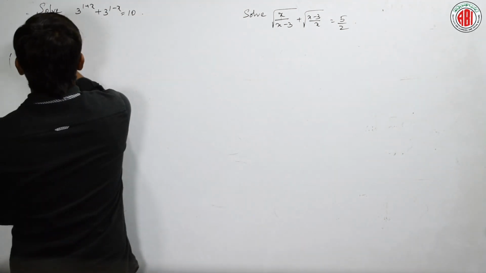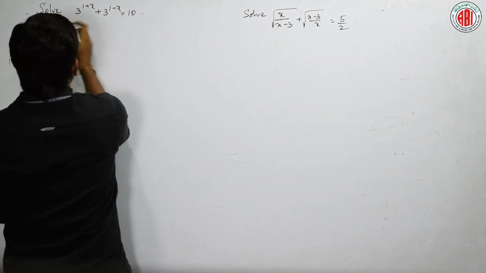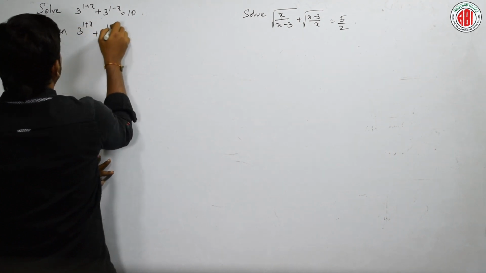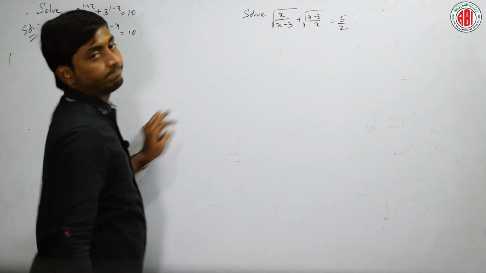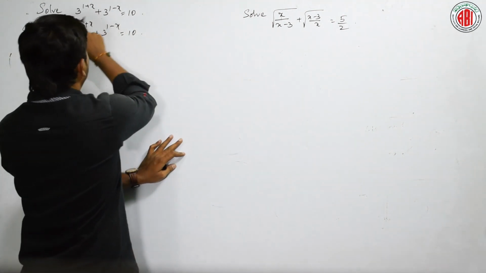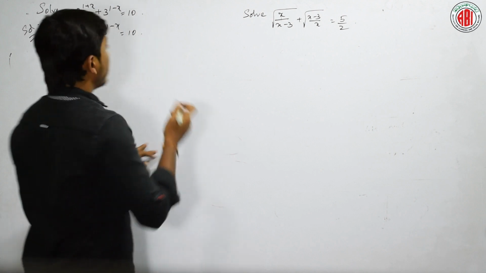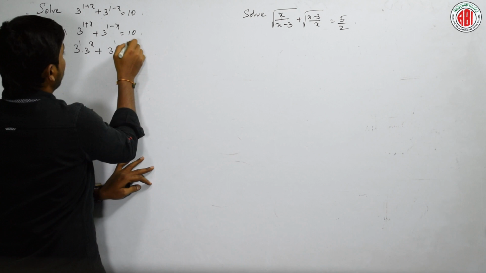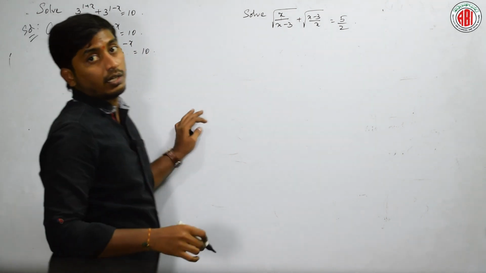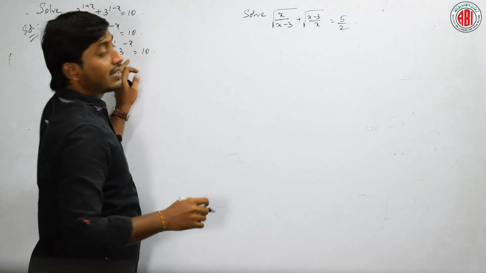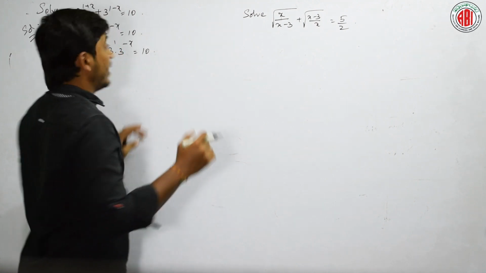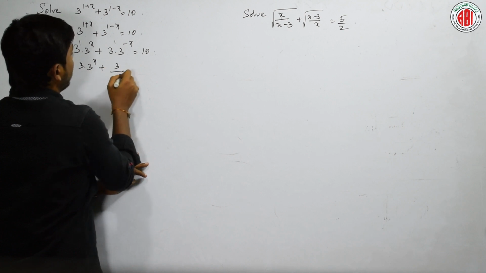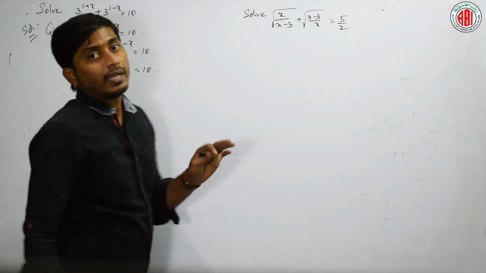Let us first separate these things. Given 3 power 1 plus x plus 3 power 1 minus x equal to 10. Clear? Now, here this is in the form of a power m plus n, so that can be written as a power m into a power n. Here also a power m into a power n. Fine. So, the next step, 3 power minus x can be written as 1 by 3 power x. Yes. So, this can be written as 3 into 3 power x plus 3 by 3 power x is equal to 10. Is it right?